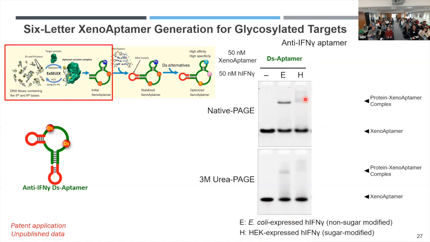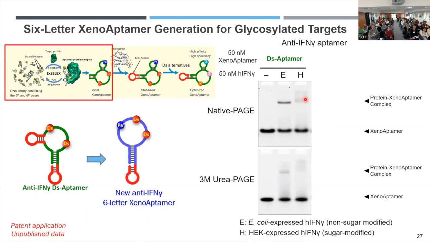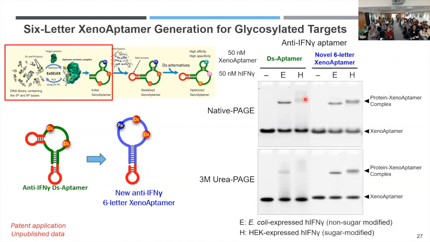So then we again performed the aptamer selection targeting glycosylated interferon gamma using our six-letter method. Actually, we got several aptamers. This is just one example. This aptamer binds to both the non-glycosylated and glycosylated interferon gamma. And even in a three molar urea PAGE, it is still stable. So its affinity is very high. Currently, we're just measuring the KD values. But this data encouraged us.